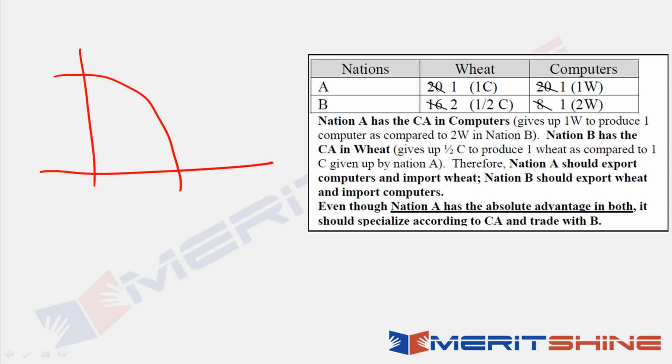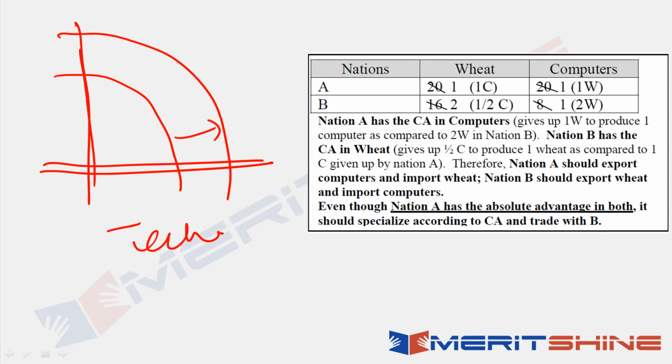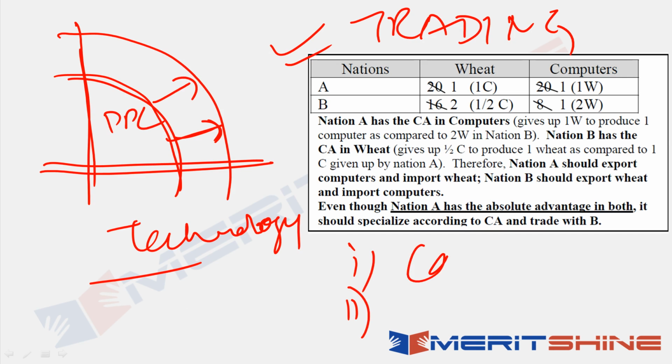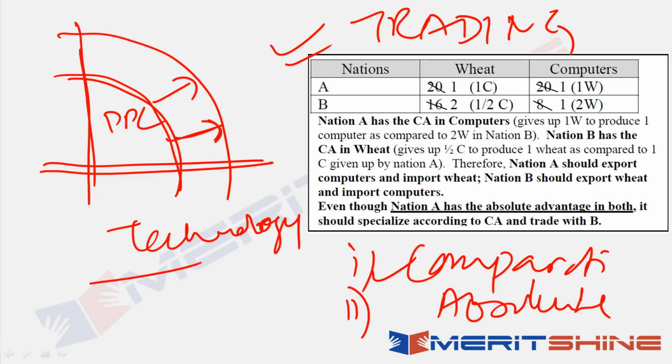Now you can increase this power by investing in technology. You can invest in technology and increase your production possibility curve outward. Or the other way is by trading with a partner who can complement you. How the complement is done is by looking at two things basically: comparative advantage and absolute advantage. Absolute, not really. If you are trading, you are looking only at comparative advantage.